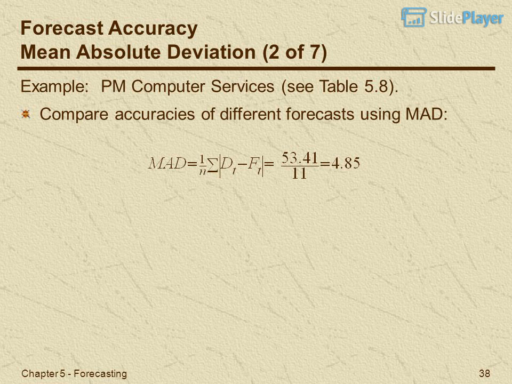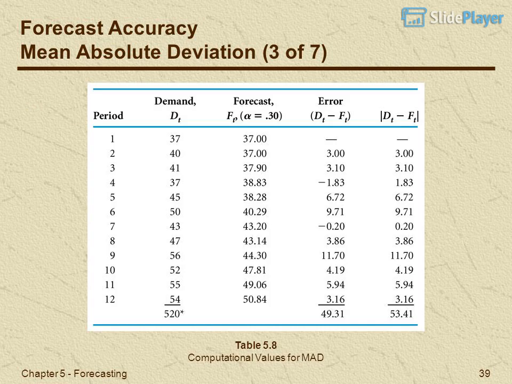Mean absolute deviation, 2 of 7. Example, Prime Minister Computer Services, see Table 5.8. Compare accuracies of different forecasts using MAD. Mean absolute deviation, 3 of 7. Table 5.8, computational values for MAD.